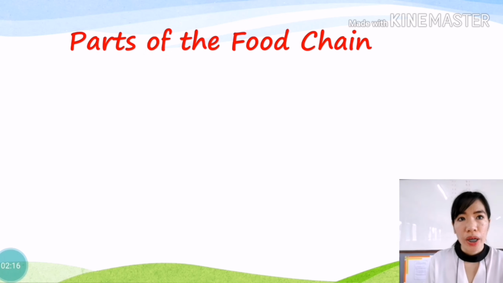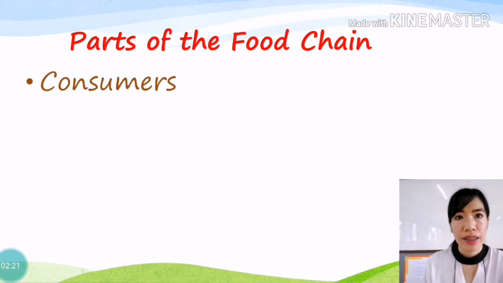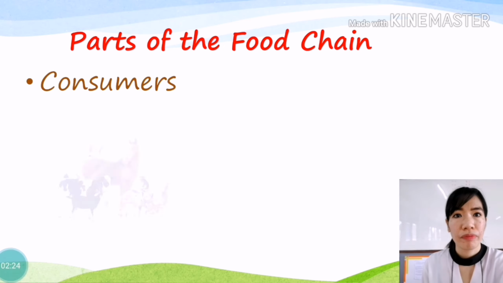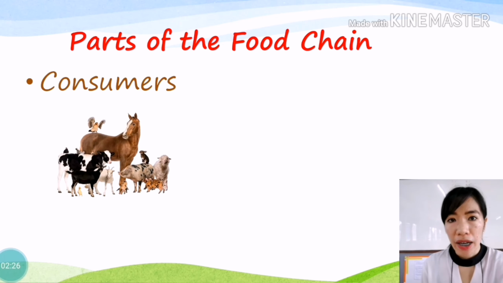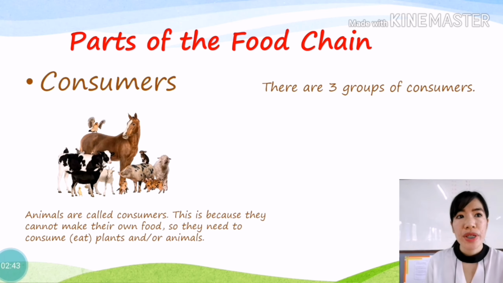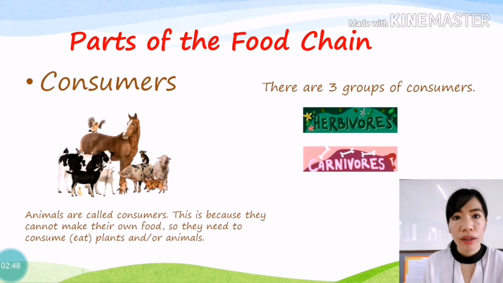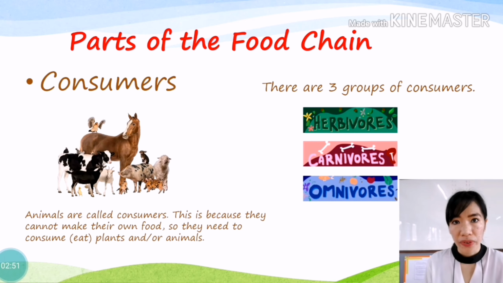The next part of the food chain is consumers. Who are the consumers? We have here animals. Animals are called consumers, and also humans. This is because they cannot make their own food, so they need to consume or eat plants and animals. There are three groups of consumers: herbivores, carnivores, and omnivores. Let's discuss more about these groups.